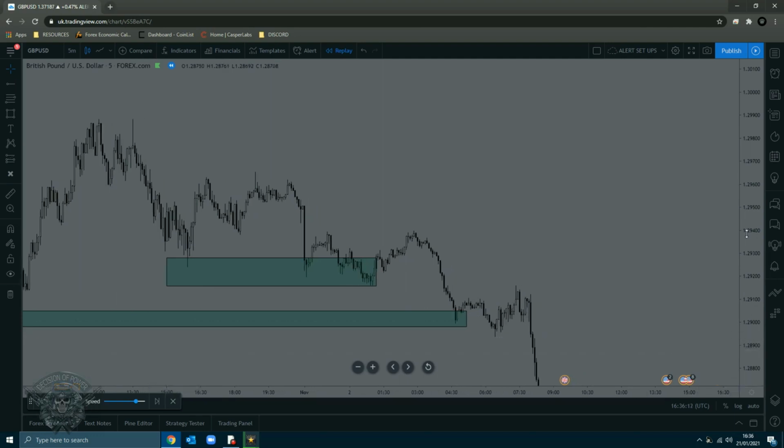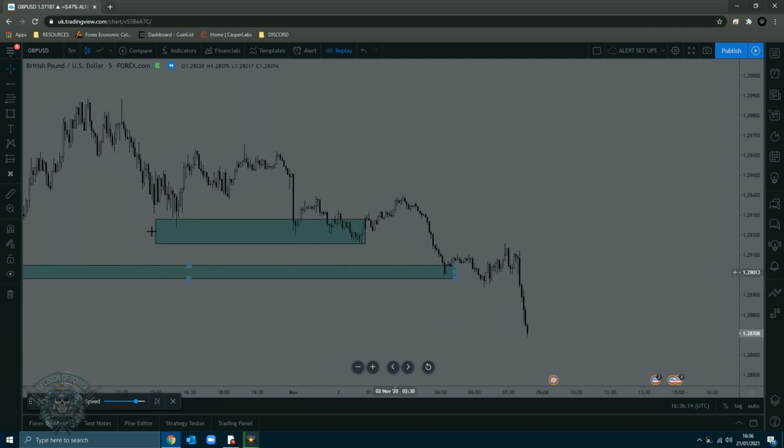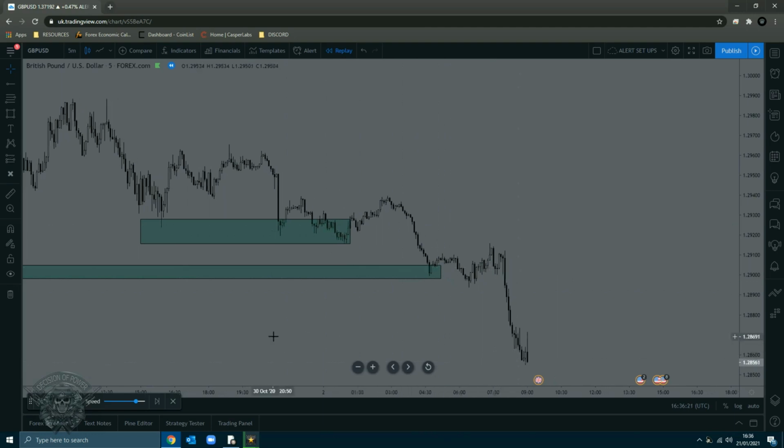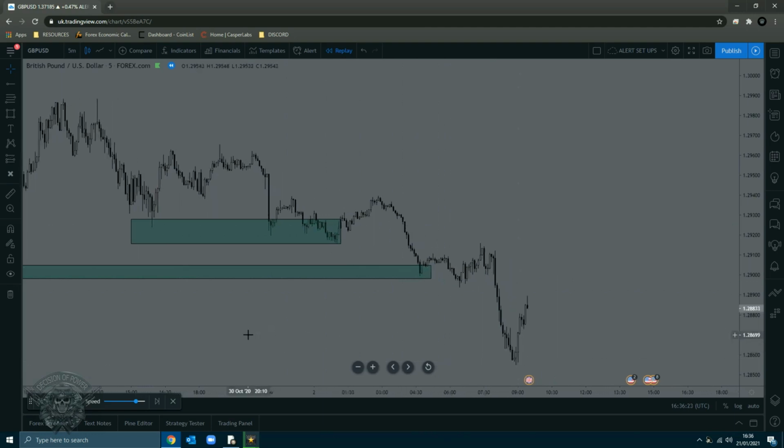Okay, so it definitely had a run through them now. Okay, so they're all cleaned out. So question 1, have we got equal lows? Yes. Question 2, have they been ran? Question 3 is, have we had a break in market structure?